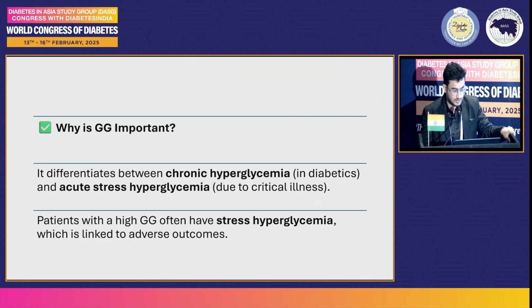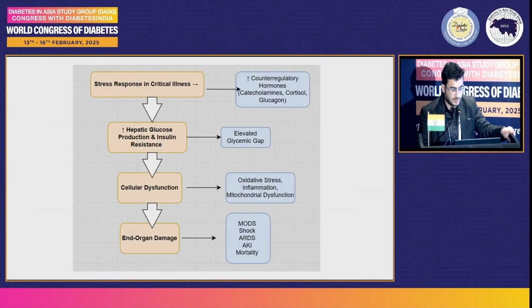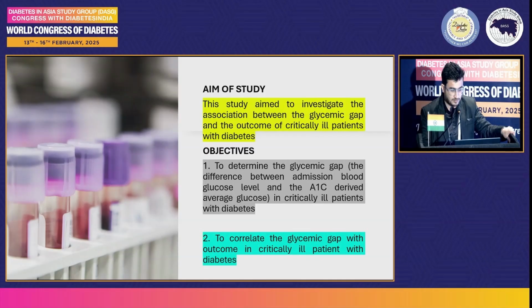Why is glycemic gap important? It differentiates between chronic hyperglycemia in diabetes and acute stress hyperglycemia due to critical illness. Because of stress response in critical illness, there is increase in counter-regulatory hormones like catecholamines, cortisol, glucagon, which increase hepatic glucose production and insulin resistance, which leads to elevated glycemic gap and cellular dysfunction like mitochondrial dysfunction, oxidative stress, and inflammation, and leads to end organ damage like MODS, shock, ARDS, AKI, and it even leads to mortality.